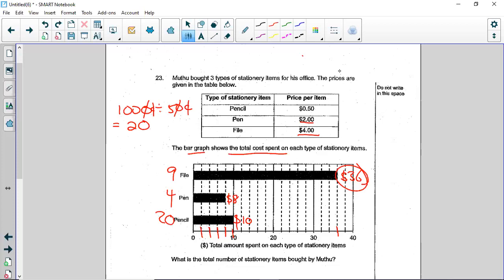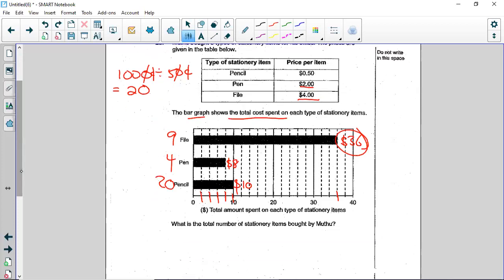So what is the total stationery item? You add all the numbers together, 20 plus 4 plus 9, and you will get 33 items altogether. Did anyone get tricked? I'm sure some of you got tricked. You can take 36 plus 8 plus 10 and answer already, but that's the total money. Okay, let's go to the next question.